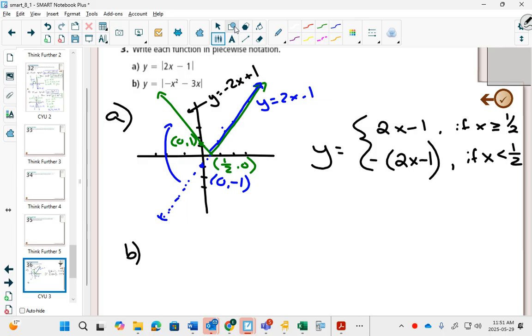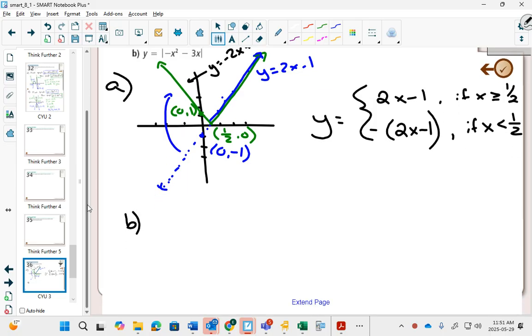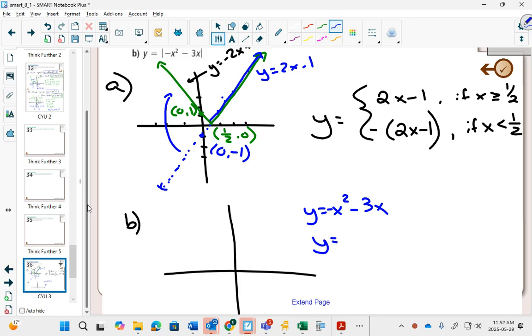So in B, I'm going to look at this parabola. In blue, I'm going to graph negative x squared minus 3x. And I notice it's not in vertex form. Okay, so what am I going to do? I could put it in vertex form. I could also put it in factored form. Factor out a negative x.